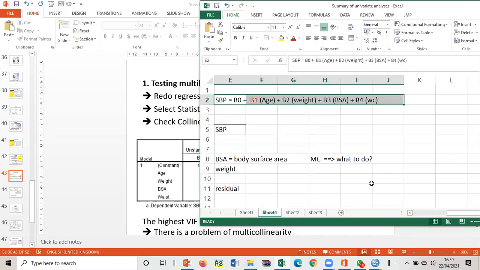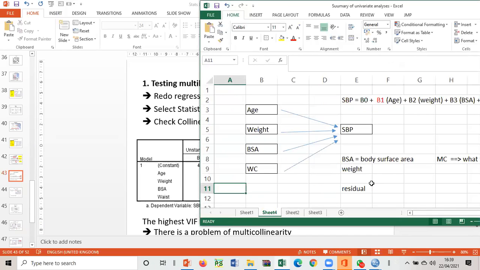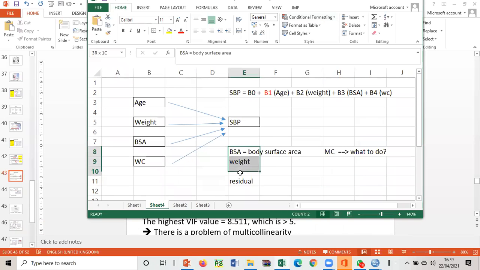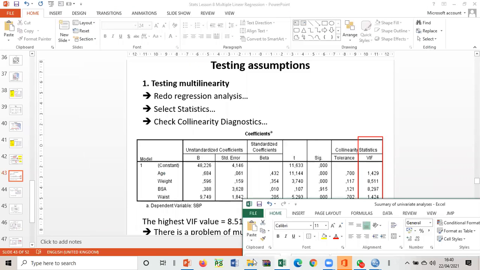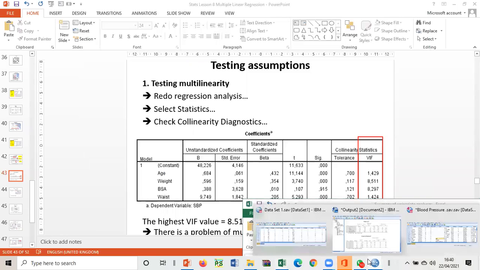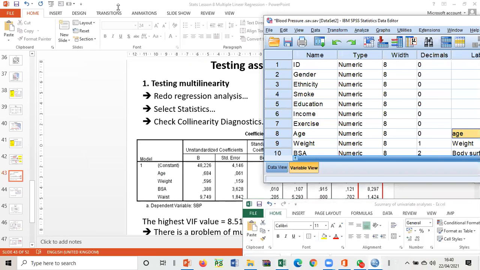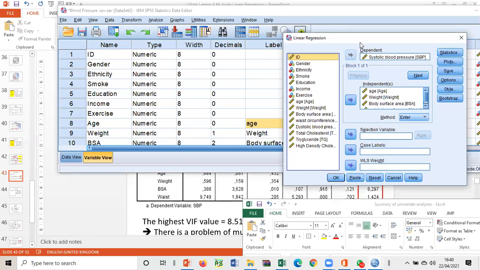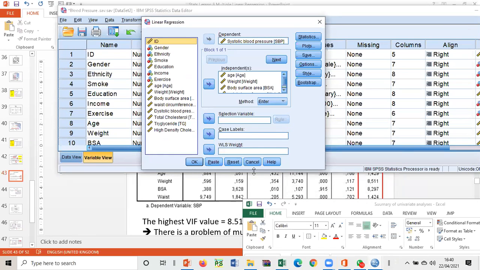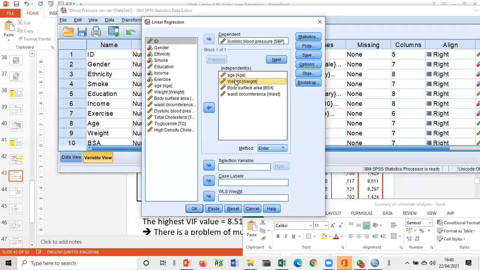So what's the next question? What must you do to rectify this? Currently we're having a problem, the model is not valid. What to do next to eliminate the problem? What can we do manually, knowing which variables are giving trouble? BSA and weight.